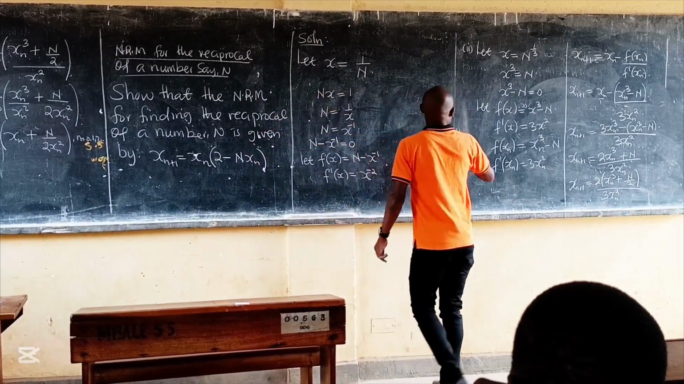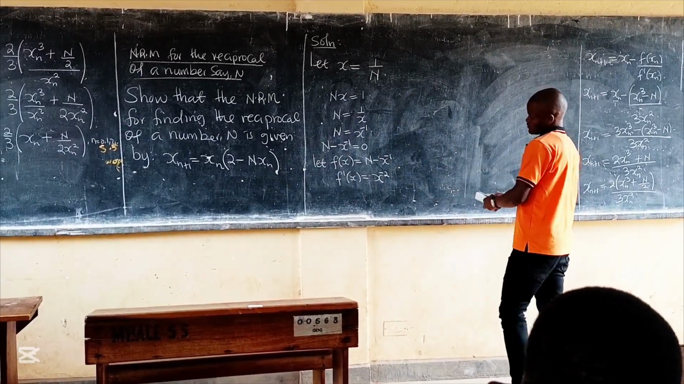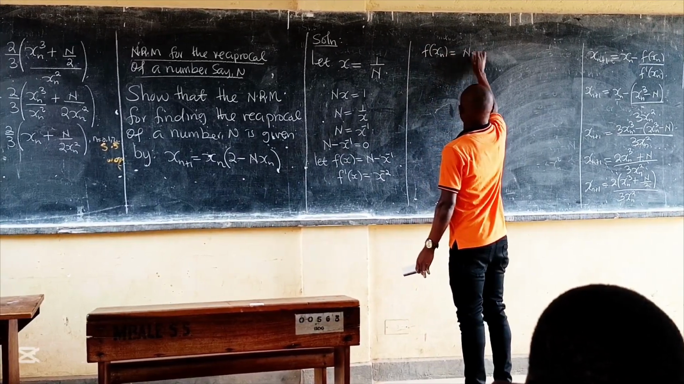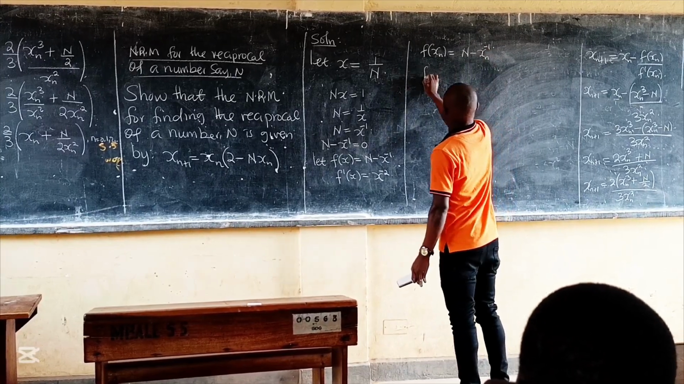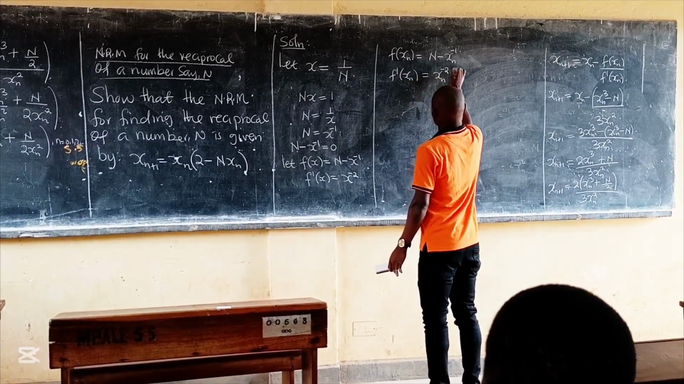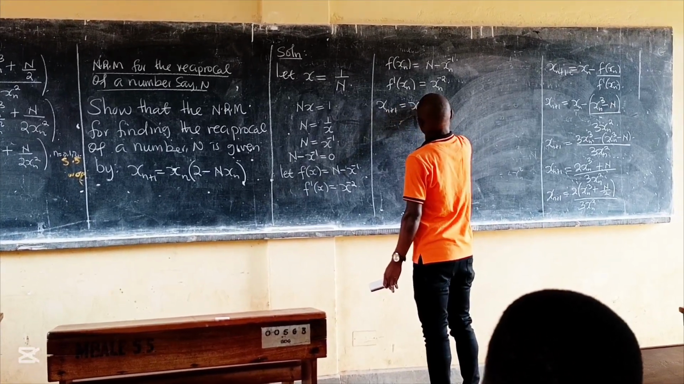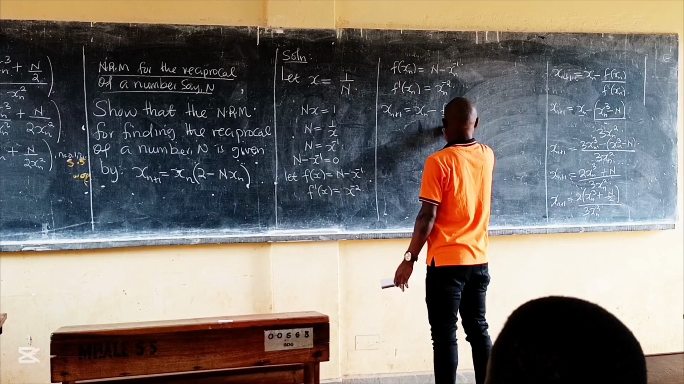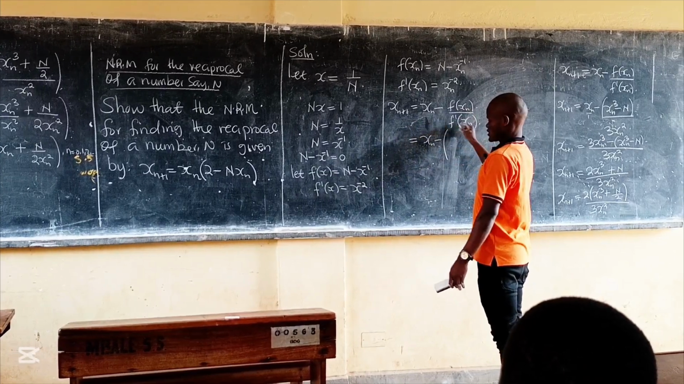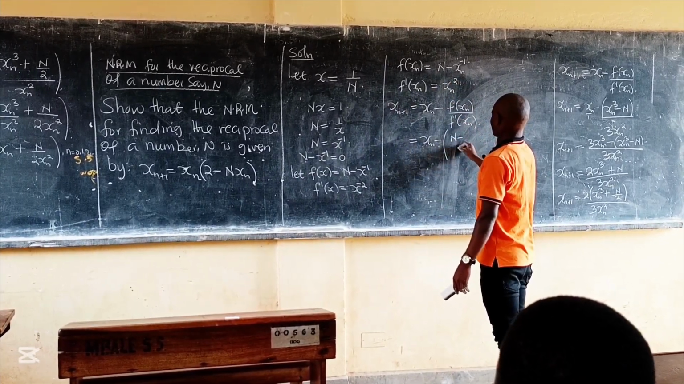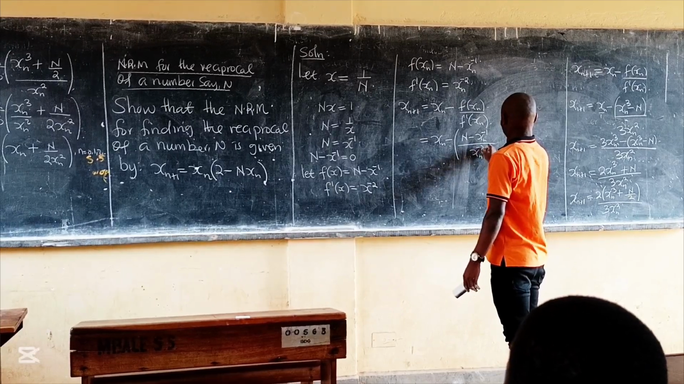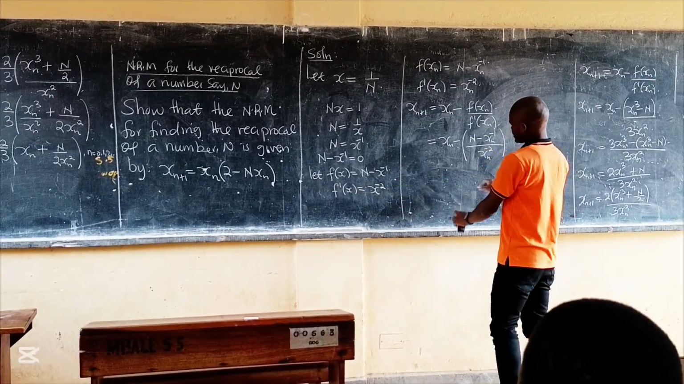Then we obtain the function f of x_n and the first derivative at x_n. So f of x_n equals n minus x_n to power negative 1, and the first derivative at x_n is x_n to power negative 2. Then we quote the Newton-Raphson formula, which is x_n minus f of x_n divided by the first derivative at x_n, and this is going to be x_n minus. f of x_n here is n minus x_n to power negative 1, divided by the first derivative, which is x_n to power negative 2.